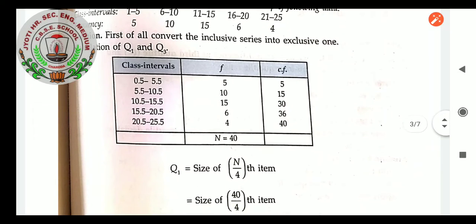Now we take the formula for Q1, which is the size of the n by 4th item. Substitute the value of n. How much is the total frequency? That is 40. 40 divided by 4, we get 20. So 20 lies in which CF? 20 lies in the CF 30. So here the preceding CF will be 15 in the next calculation. As we are taking L1 plus n by 4 minus CF upon F, the CF there will be 15, the preceding CF, not the same existing CF.